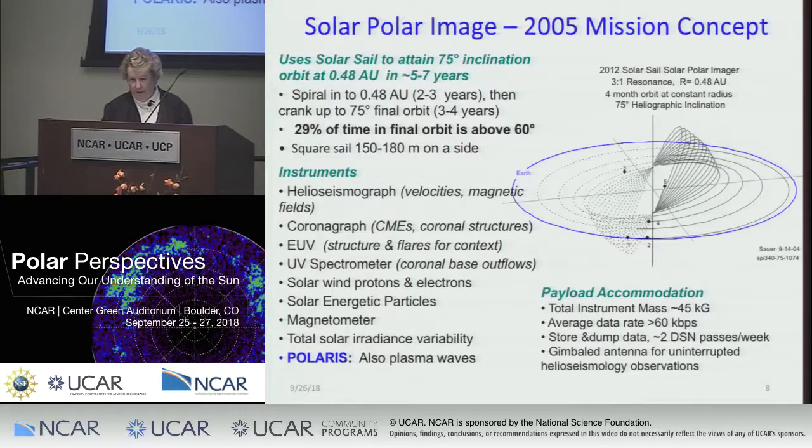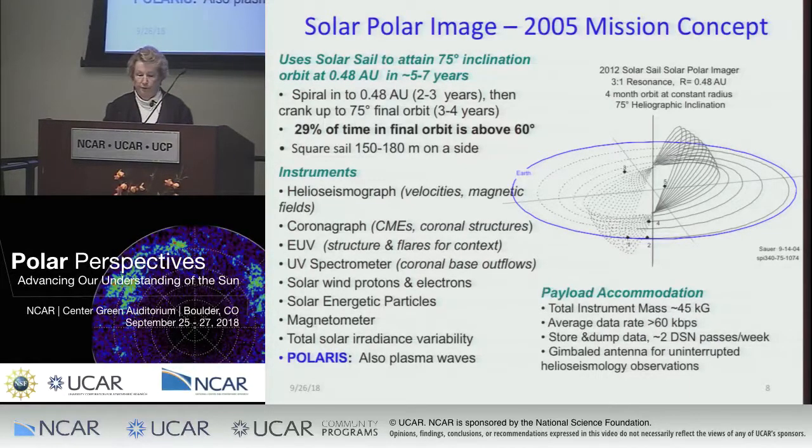It's 2 to 3 years to get to about 0.5 AU, and then another 3 to 4 years to crank up. The final inclination for this study was 75 degrees, and I'll talk more about why that is. The sail was on the order of 150 to 180 meters on the side, so it's a pretty good-sized sail. And there's the list of the instruments.